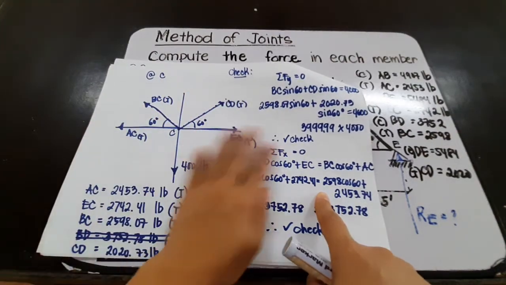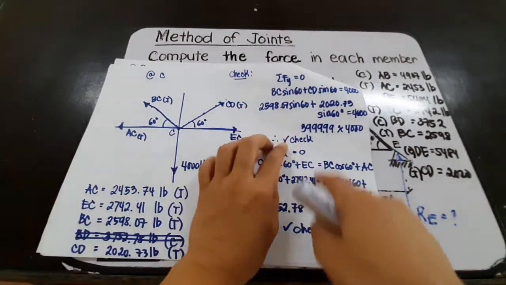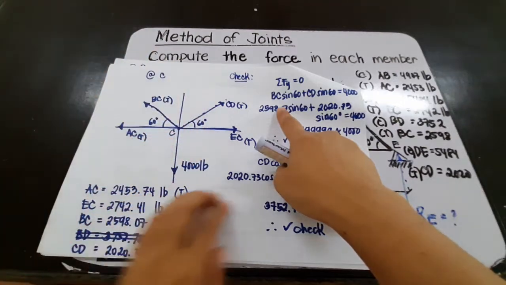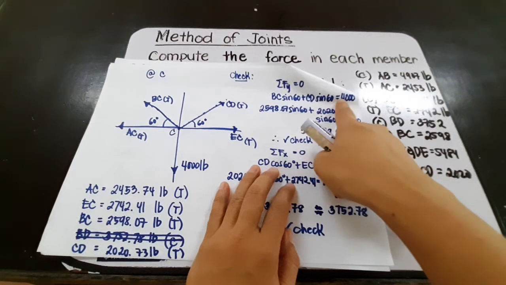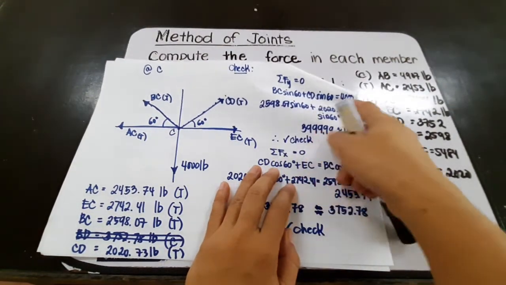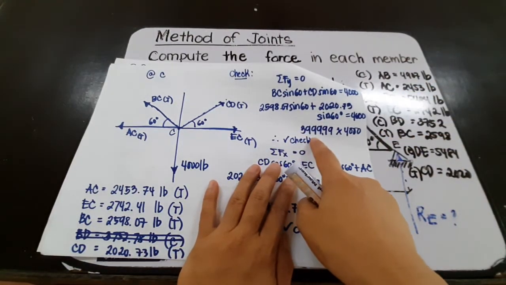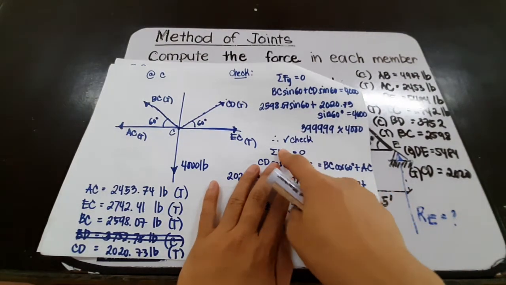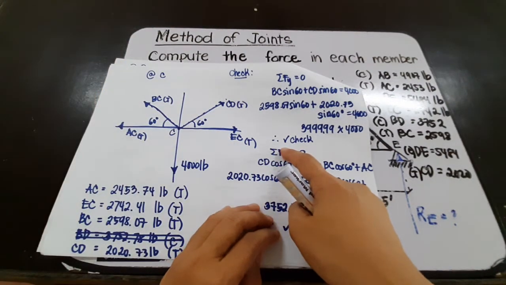So solving for that, we have summation of forces along Y. The upward forces should be equal to the downward forces, and so we have BC sine 60 plus CD sine 60 equal to 4,000. This whole term here should be equal to 4,000, and that is equal to 3999.99, which is equal to 4,000. So that means that we have a correct assumption of all the forces.